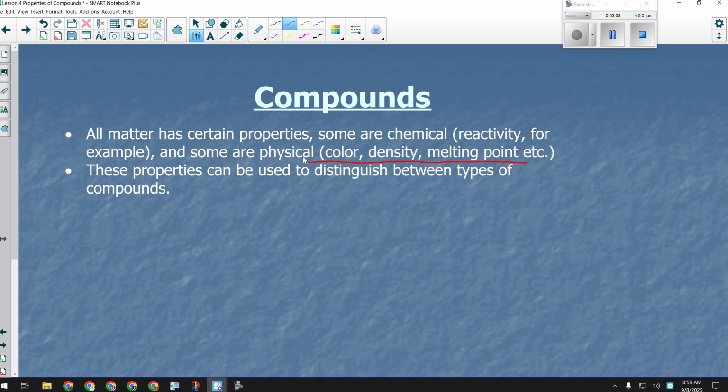So I would say, have the list there of physical properties. We also said solubility, pH, and another one, odor.